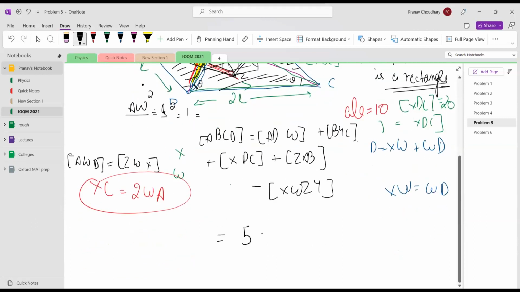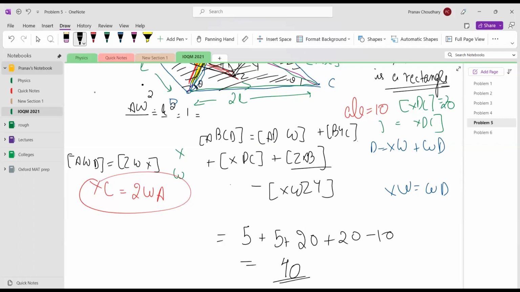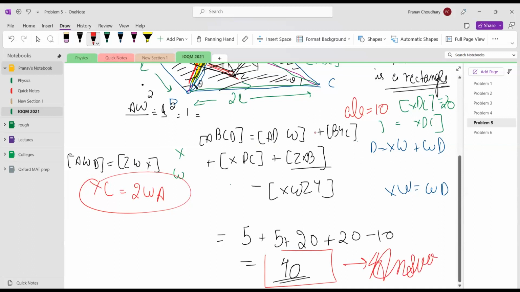So now we calculated ADW is 5, BYC is 5, XDC is calculated to be 20, plus this is also 20 by symmetry, minus 10. So this comes out to be 40. And this is your answer.